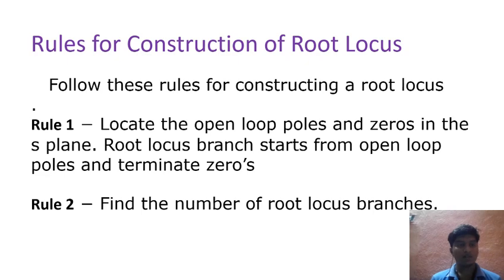Rule number one, nothing but step number one: locate the open loop poles and zeros in the S plane. Root locus branches start from open loop poles and terminate at zeros. And step number two, that is rule number two: find the number of root locus branches. In this step we can also determine the root locus on the real axis.